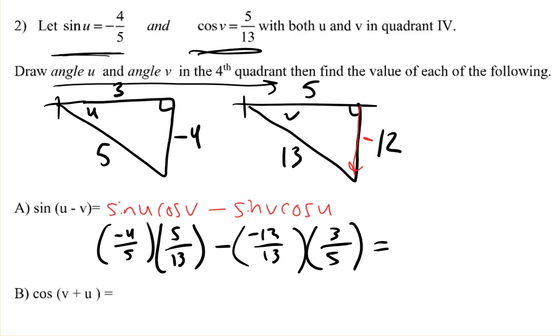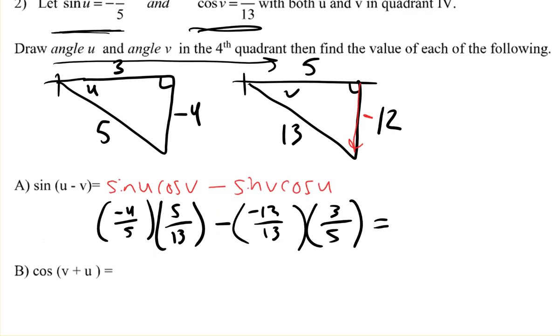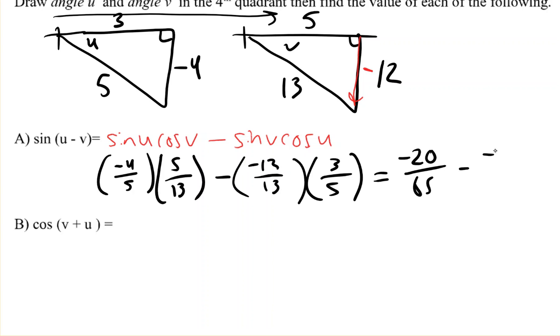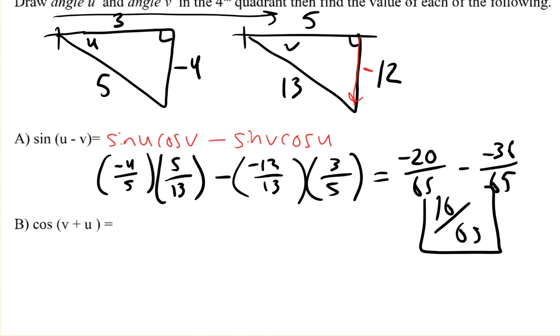My ratios look different. They're not ratios I'm super familiar with, at least not unit circle familiar with. But I'm going to finish it the same way. I'm going to multiply these. Going to multiply those. And then I'm going to go ahead and add them together. -20 plus 16 plus 36 would be 16. So 16/65.